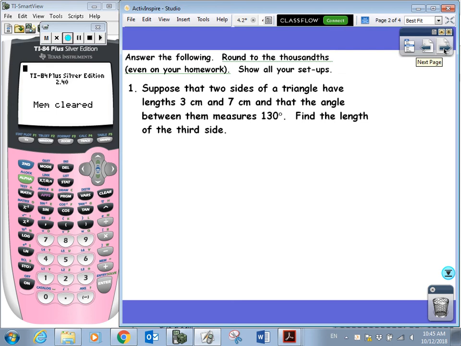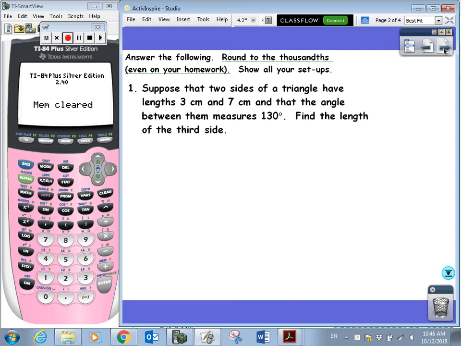All right, so this first one, it tells you that 2 sides of a triangle have lengths 3 and 7. The angle between them is 130. Unit 3, what is the area? This is not asking for the area. It is find the length of the third side. So this exact same problem could say find the area, could say find the length of the third side. This is the length of the third side.